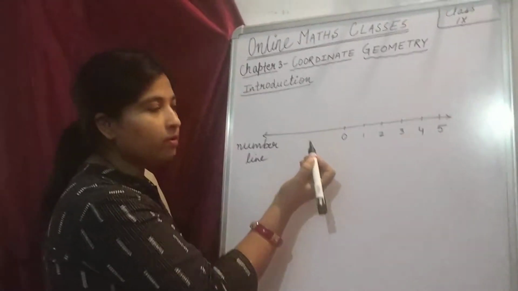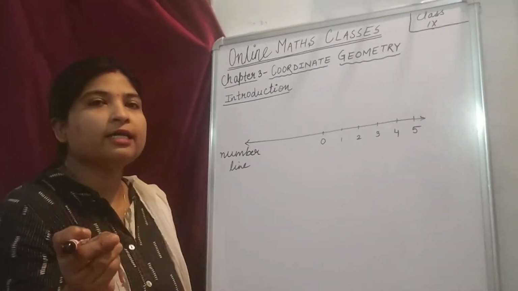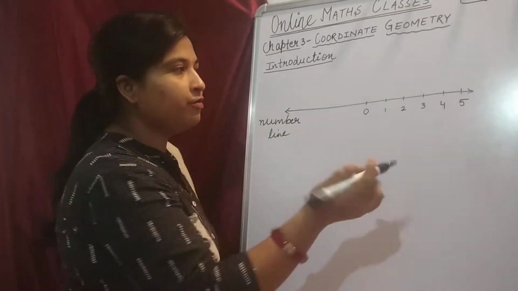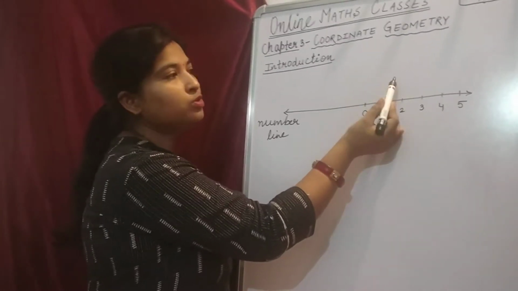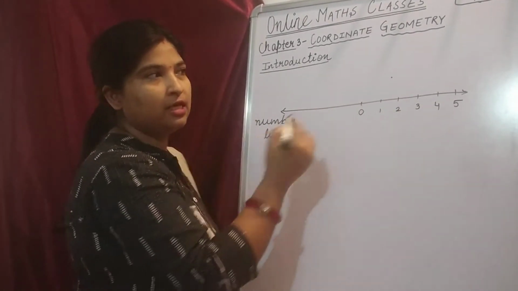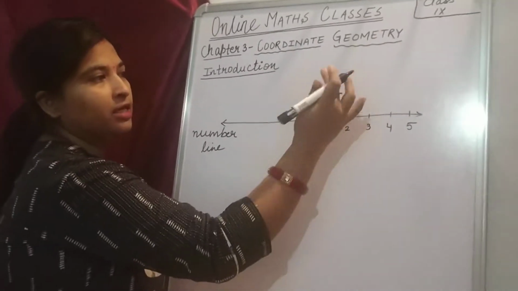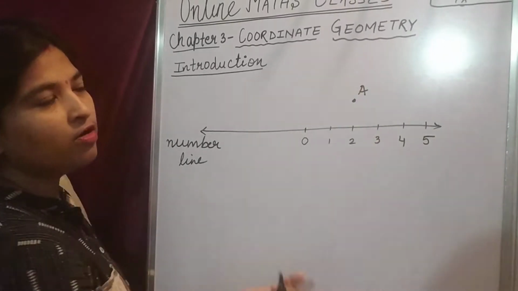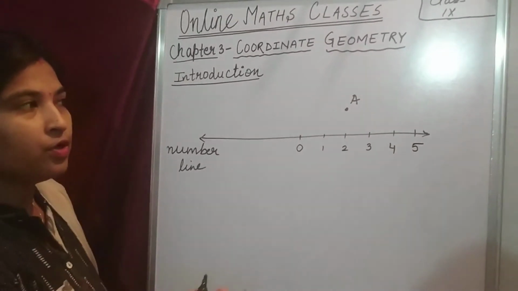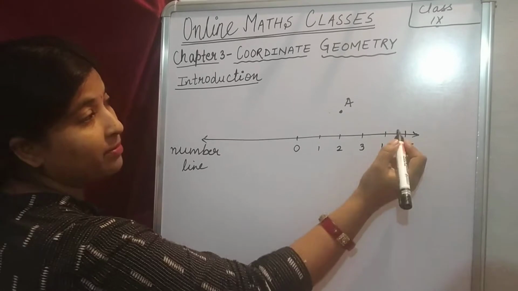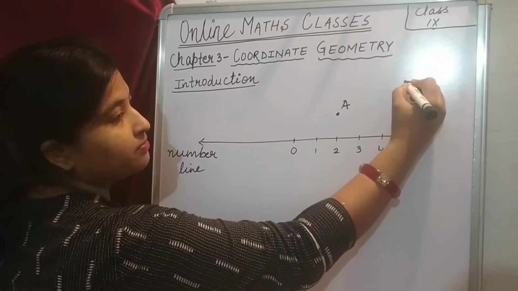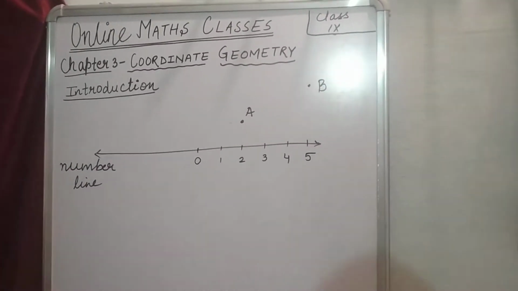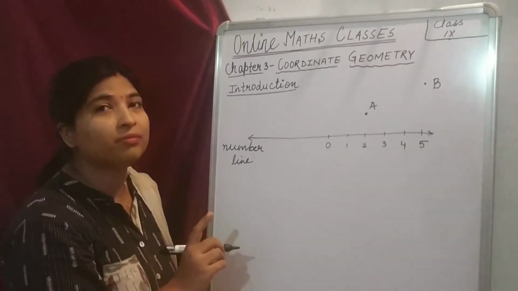Now, with this number line, can you see that I can represent only the points which lie on this line only. If I want to represent something which is lying outside this line, how will I represent this? If I have a point like this, this is my point A, how will I represent it on the line? Can you see? No, it is very difficult to represent. Like if I have any other point like this, B, how will I represent it on the number line? Can you see that these points are not coming on the number line?